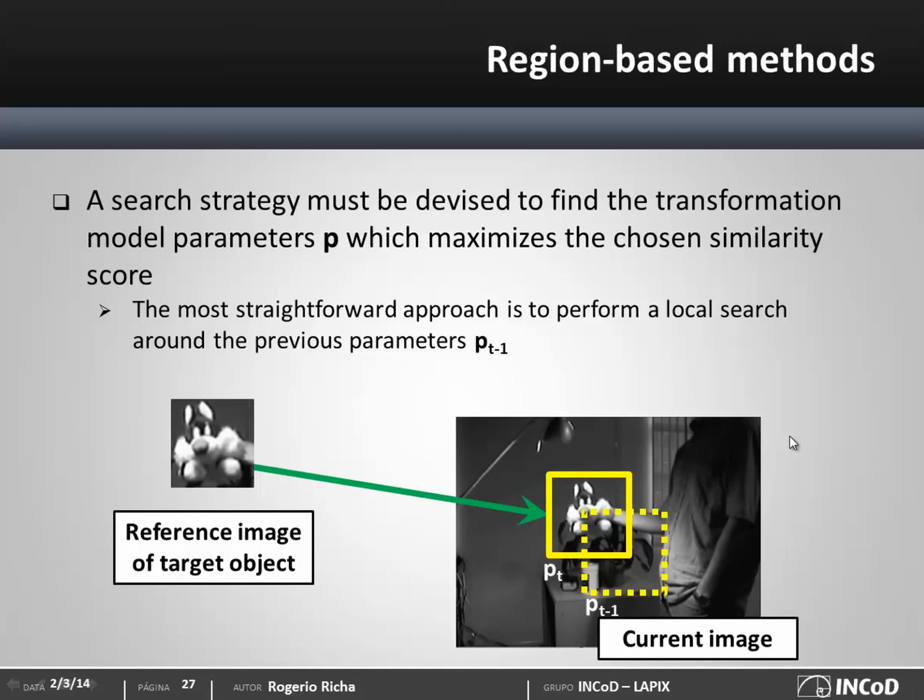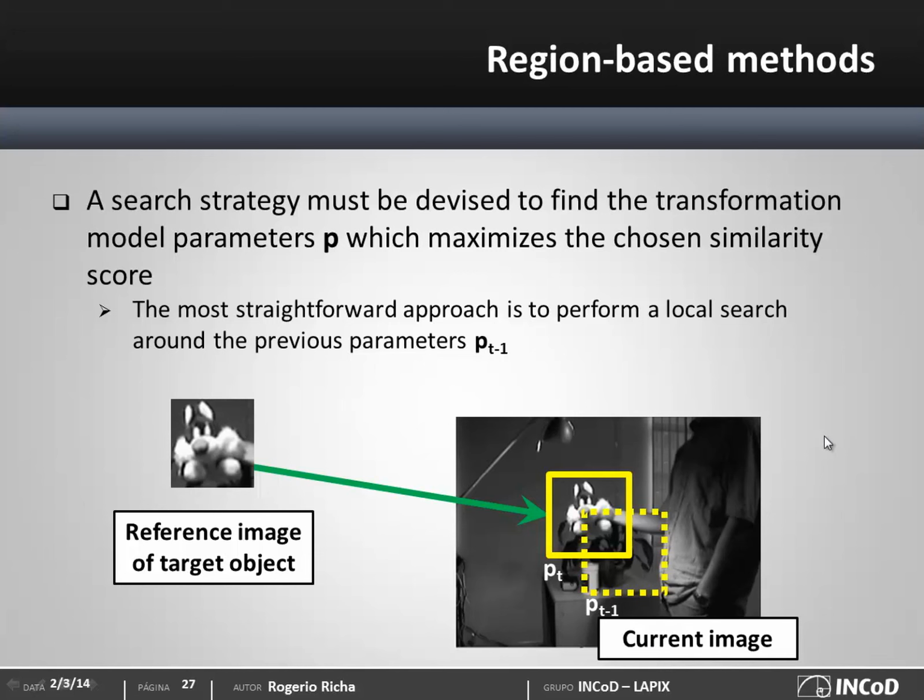that for tracking, we need to choose an appearance model for my target object. We need to choose a transformation model and a similarity function to tell how similar the reference image is to the current image in the video. So given the parameters p from my previous frame t-1, we need to devise a search strategy to find the new model parameters p at the current time t.